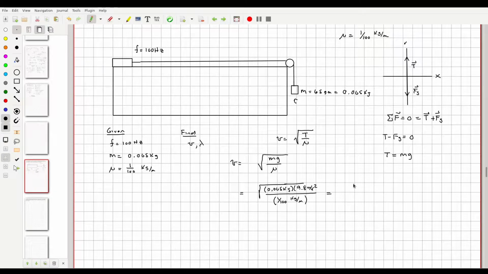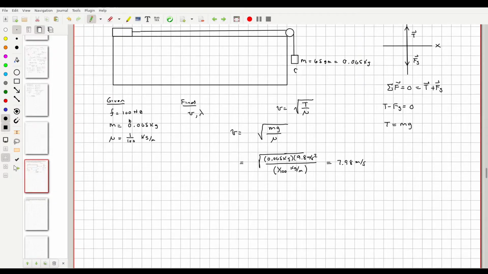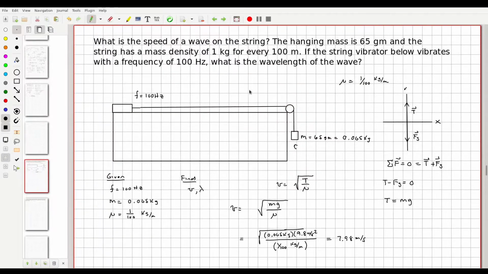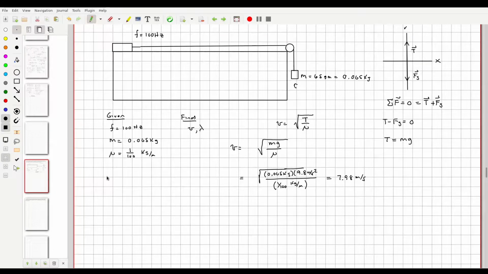I get 7.98 meters per second. So if you take sig figs into account, and you assume 1 sig fig because of your 100 hertz here, and also because 1 kilogram for every 100 meters, then the speed of your wave here is going to be about 8 meters per second.